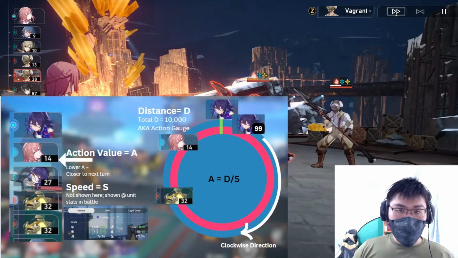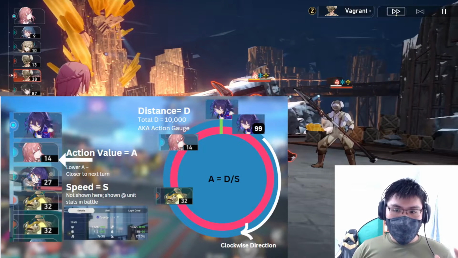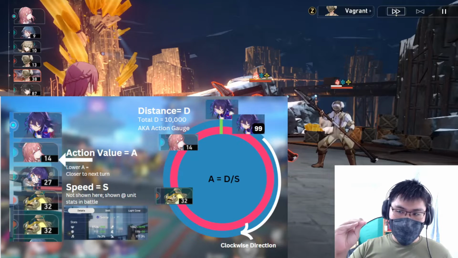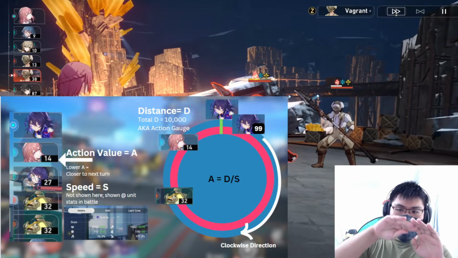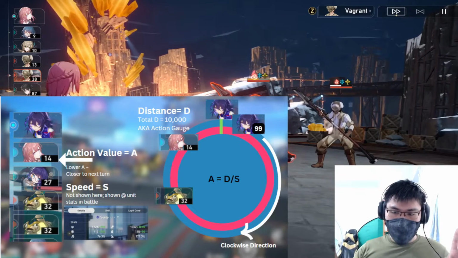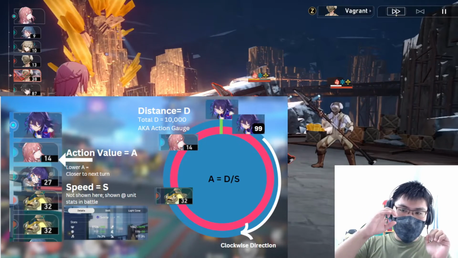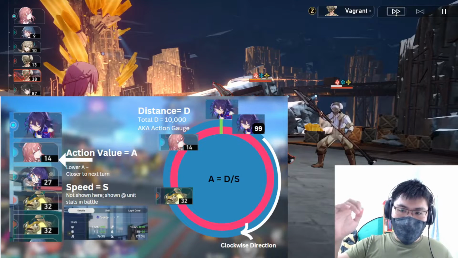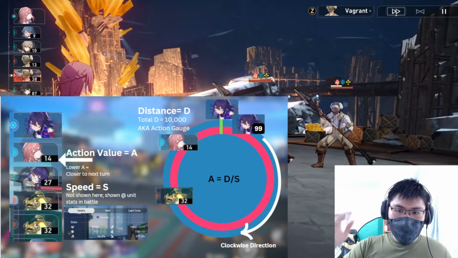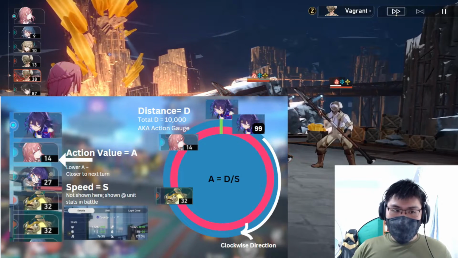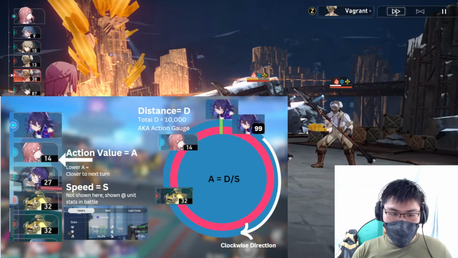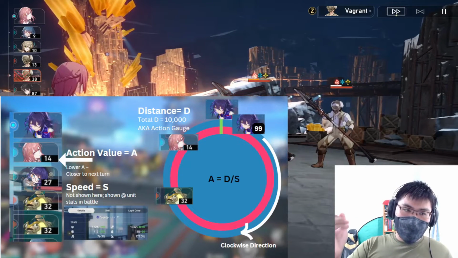And if the unit is on top, right, the value is technically 0 because the unit is at the starting line. So treat this D value as a racetrack, which is 10,000 in value. If the unit is at the top, the unit is at the finishing line, which is why the value is 0. So from here, the subsequent action values of the characters are based off this first character's movement.